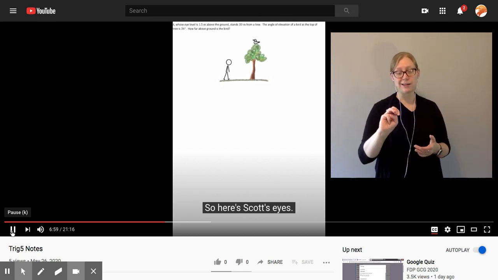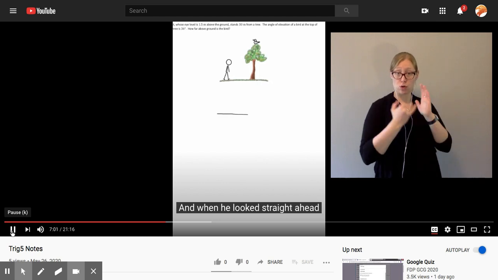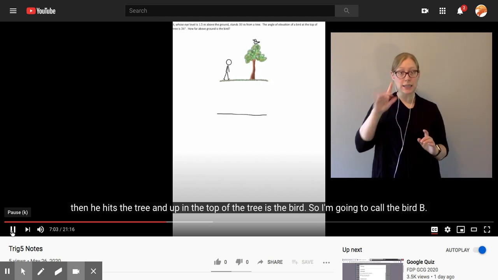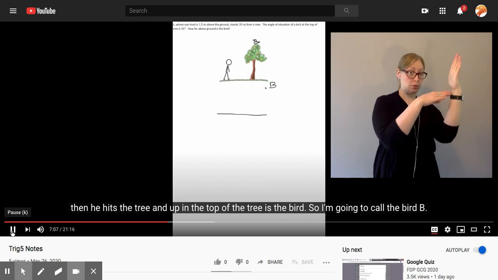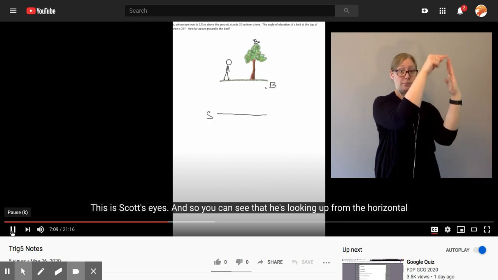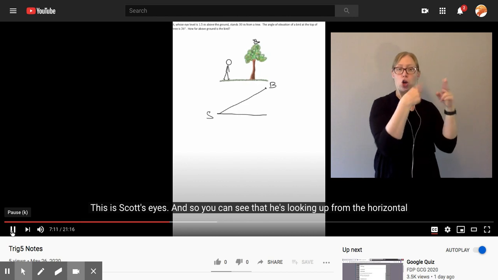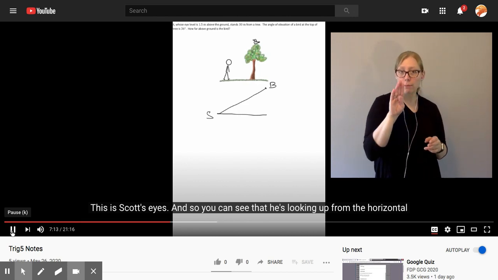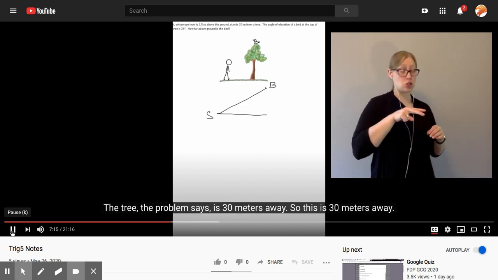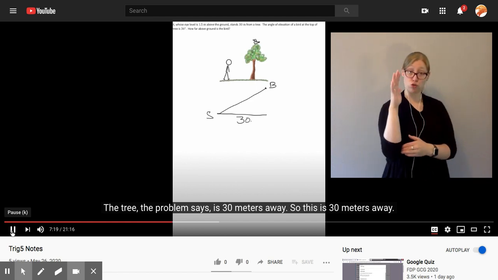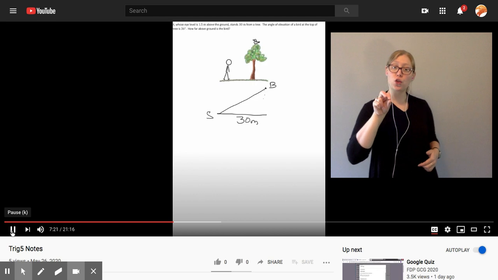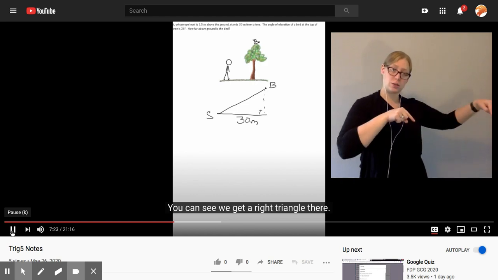So here's Scott's eyes, and when he looks straight ahead, then he hits the tree, and up in the top of the tree is the bird. So I'm going to call the bird B. This is Scott's eyes. And so you can see that he's looking up from the horizontal. The tree, the problem says, is 30 meters away. So this is 30 meters away. You can see we get a right triangle there.